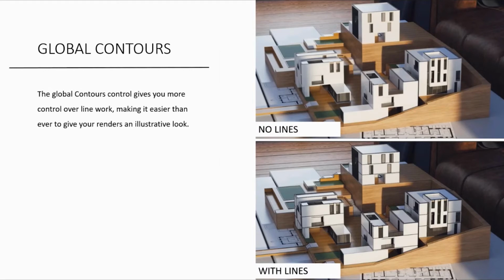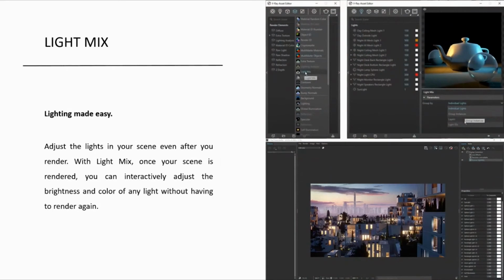In the previous version, you'll know that creating contours was a bit time consuming with VRay toon materials. Now in VRay 5, we can simply add or remove contours without needing to reassign any materials. In addition, contours can also be assigned and controlled globally so that you can easily apply contours to your entire scene.